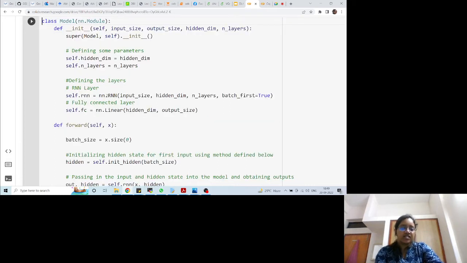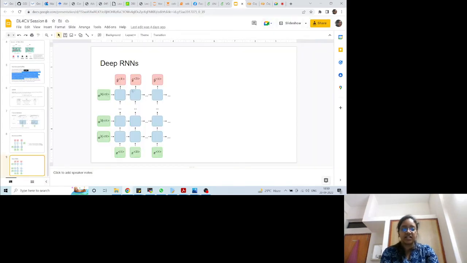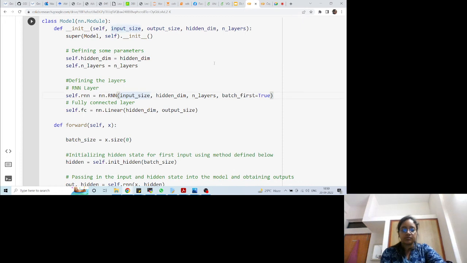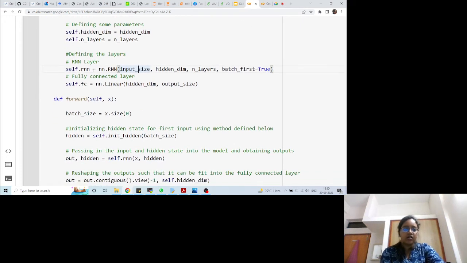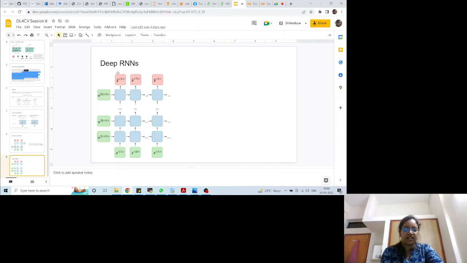In the model there is this RNN. This is how you basically create RNN models in PyTorch. You have this nn.RNN class where you initialize it with an input size, hidden dimension, and number of layers. Number of layers is basically this depth that I talked about. And on top of this you have a fully connected layer. Whatever you are trying to predict, you have to do that using a fully connected layer.